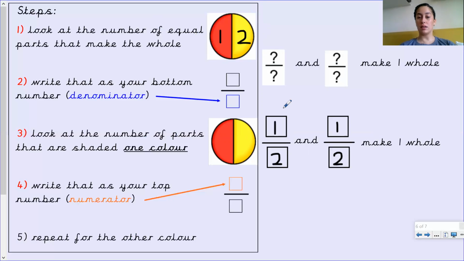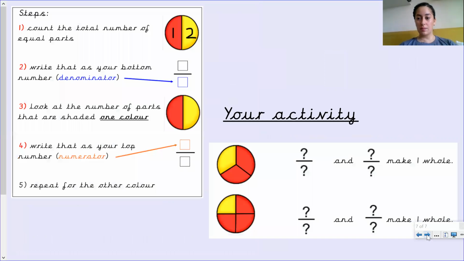So I started with red. I looked at the number of parts that make the whole. 1, 2. I wrote that as my bottom number. Then I looked at the number of parts that are shaded red. Only 1. So I wrote that as a fraction. 1/2. I did the same for the yellow, and I can see that 1/2 and 1/2 make 1 whole. Can you follow these steps to write fractions for these 2 wholes that are shaded in 2 colors?